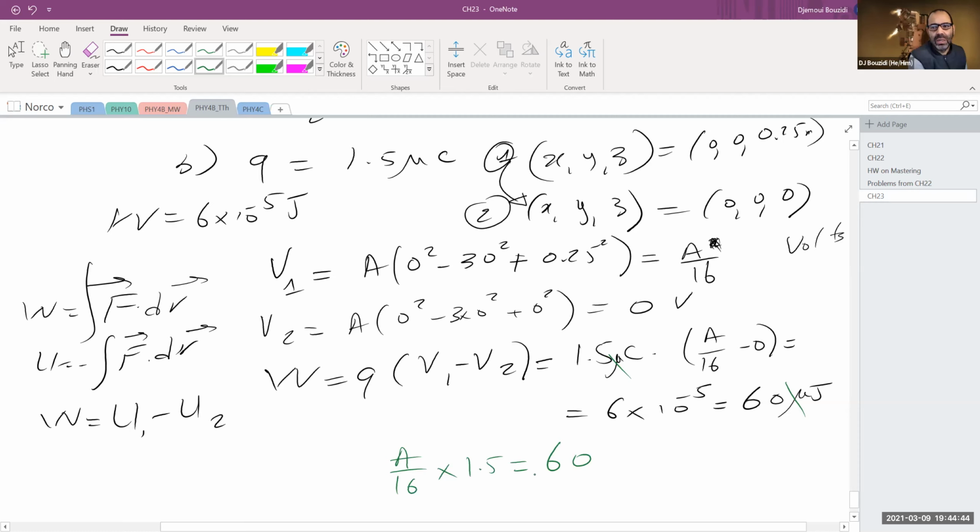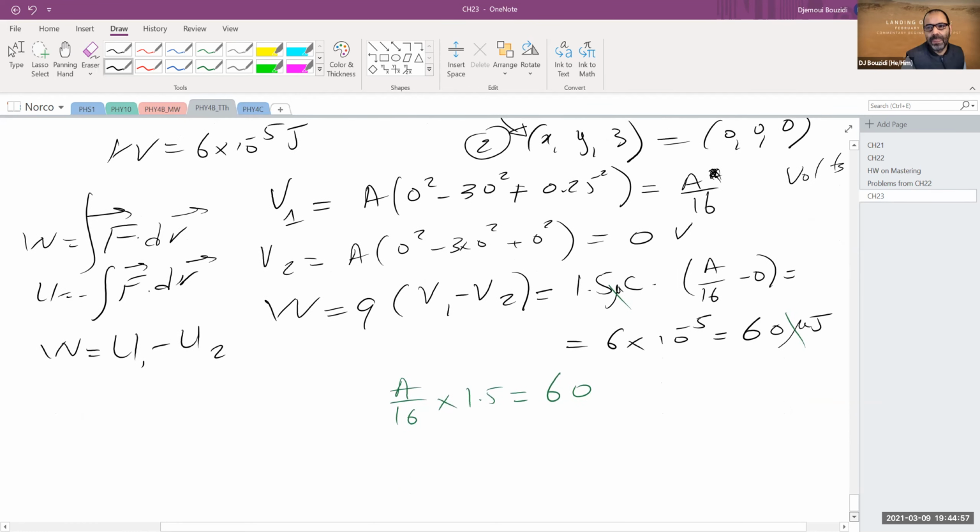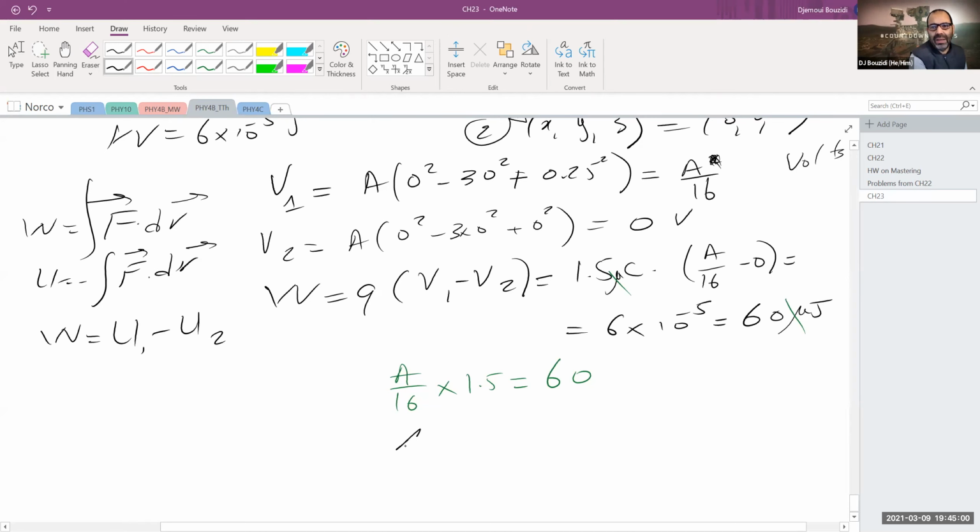Okay, hopefully you saw where this number came from. The micro cancels the microjoule, so the powers are gone. If you're not convinced with this approach, just keep the powers and get rid of them at the end. Don't forget that micro is 10 to the negative 6. So at the end, I have an expression for A. A is equal to 16 times 60 divided by 1.5, so this is 600 divided by 15. 60 divided by 15 is 4. And 4 times 16 is 64. So this is 640.